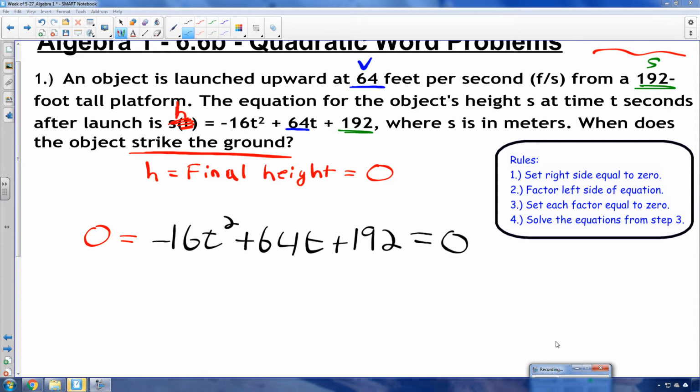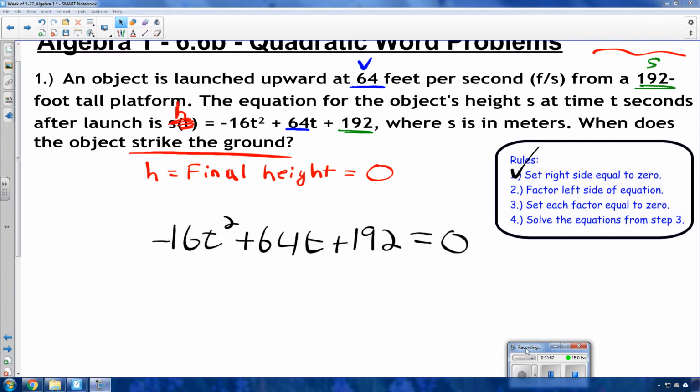So what I'm going to do is erase this, and I'm going to say, okay, now the right side's equal to 0. So let's say step 1 is done, and then you just need to do step 2, step 3, and step 4. So pause the video again and try that. I'll see you in just a moment.